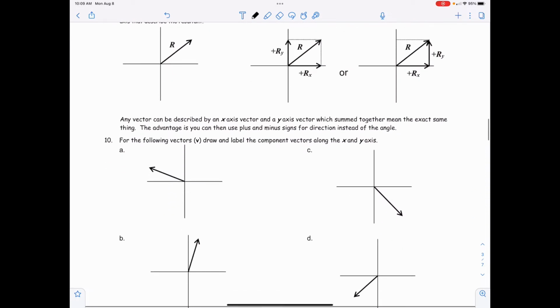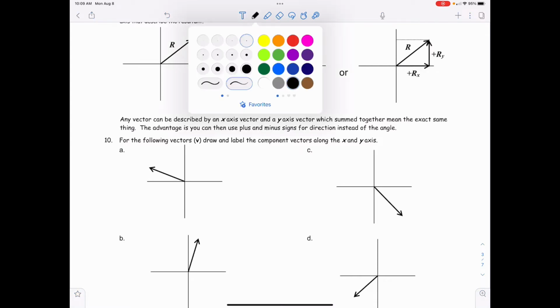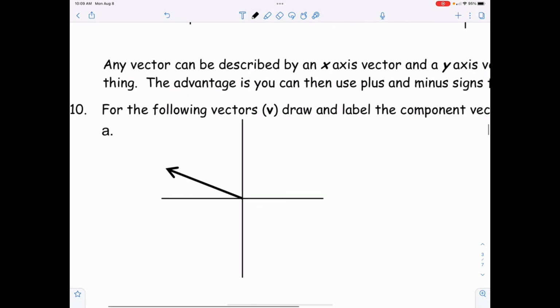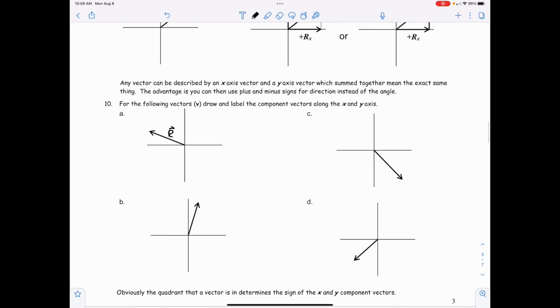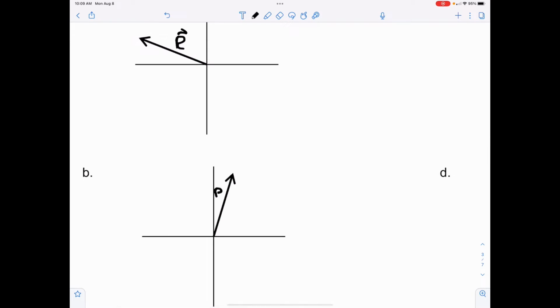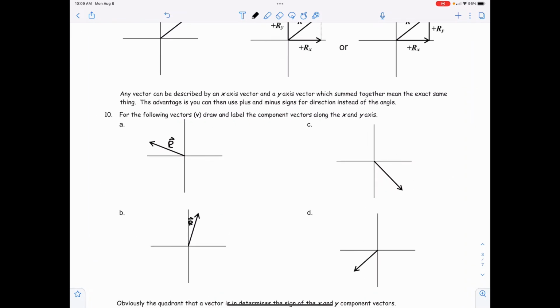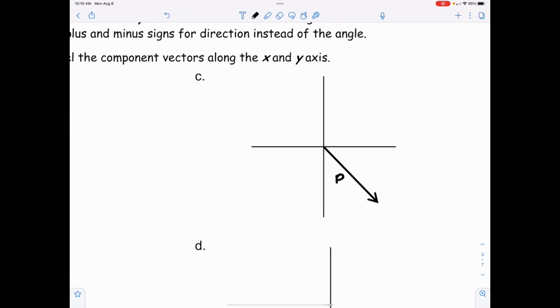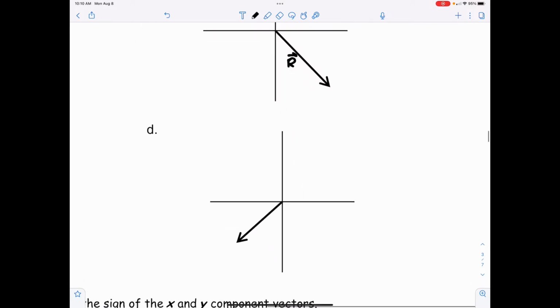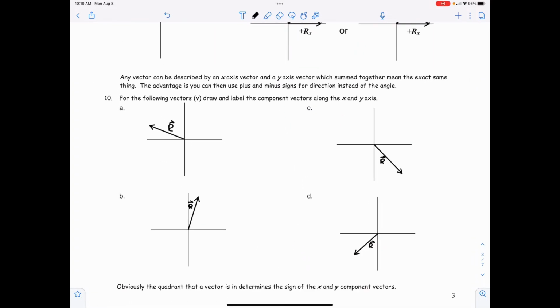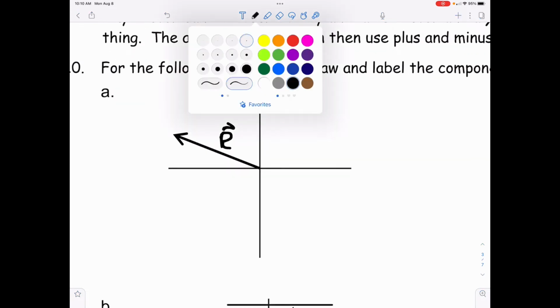In part 10 here, we are going to draw the vector components from each of the following vectors. So you can see in part A, vector r is pointing up and to the left. In part B, vector r is pointing up and to the right. In part C, r is pointing down and to the right. And in part D, it's pointing down and to the left. So let's go ahead and take a look at these one at a time.